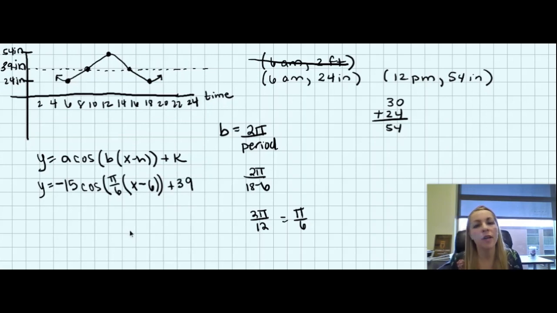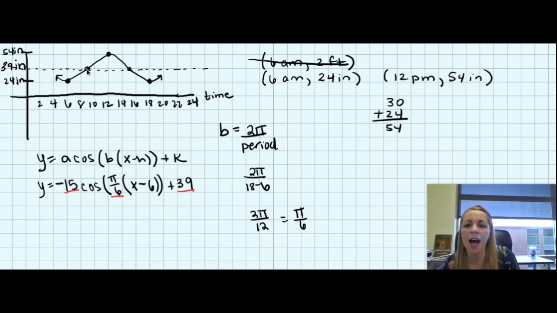Now, when you paused and tried this on your own, you may have gotten a different equation. Things that should stay the same in the equation are the amplitude, 15, pi over 6, and that vertical shift of the midline. So 15, pi over 6, and 39 should be the same. Your h value should be how far your function is shifted over. So mine, I started at 6. But if you started at this point, maybe you said that was 9, okay?